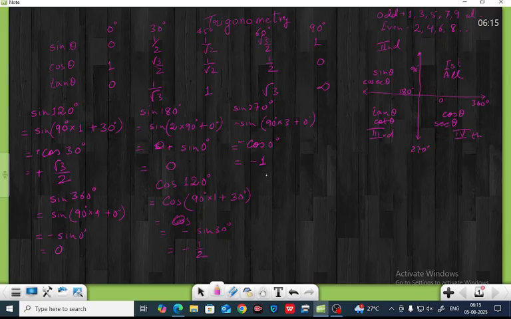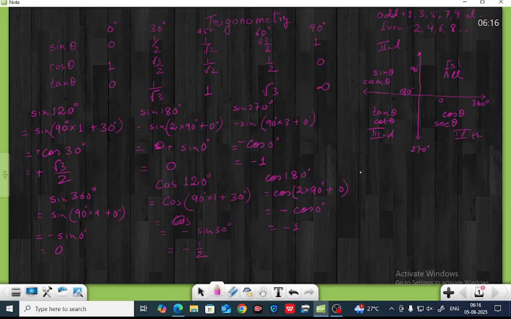We'll find the value of cos 180 degrees. We can write it in this way: cos of 2 into 90 plus 0. Since this is 2, an even number, it will be the same function, cos 0 degrees. And 180 is in the second quadrant, therefore the value of cos is negative, minus cos 0. The value of cos 0 is 1, therefore it will be minus 1.